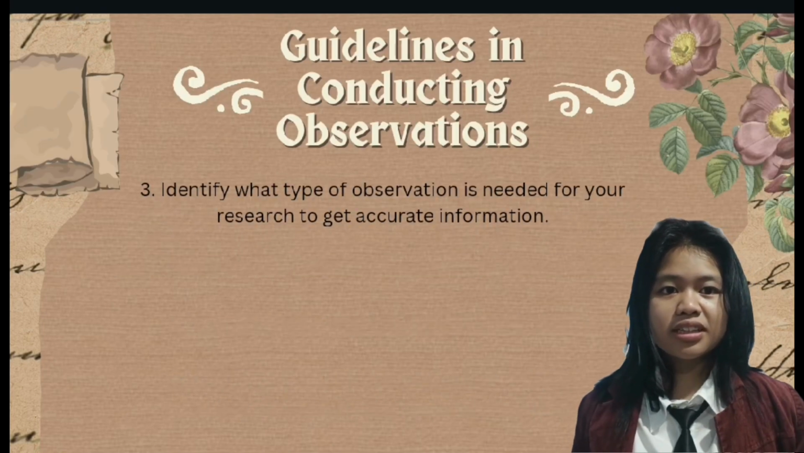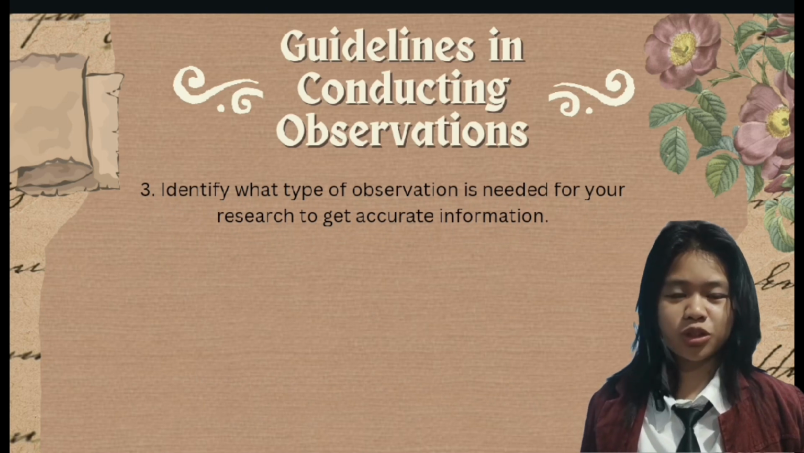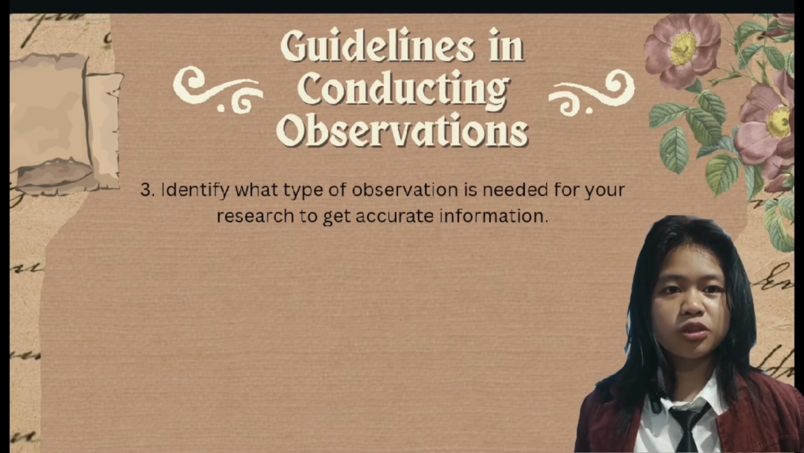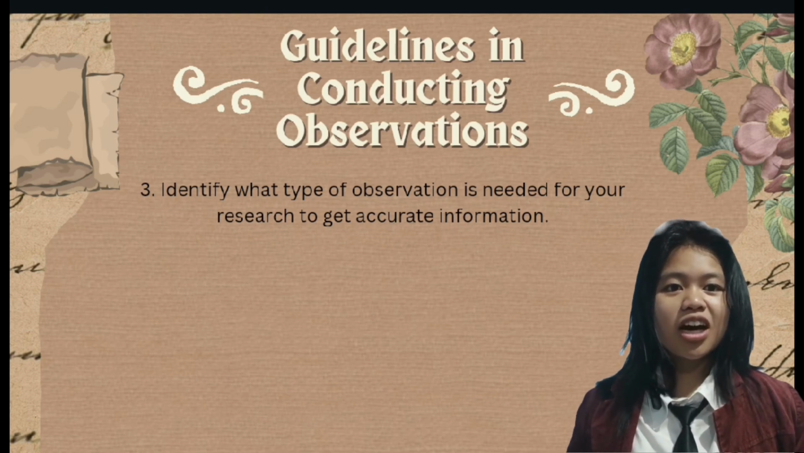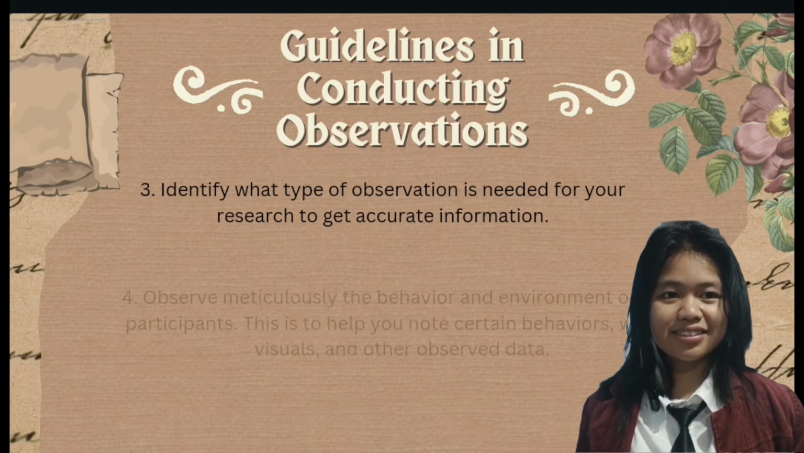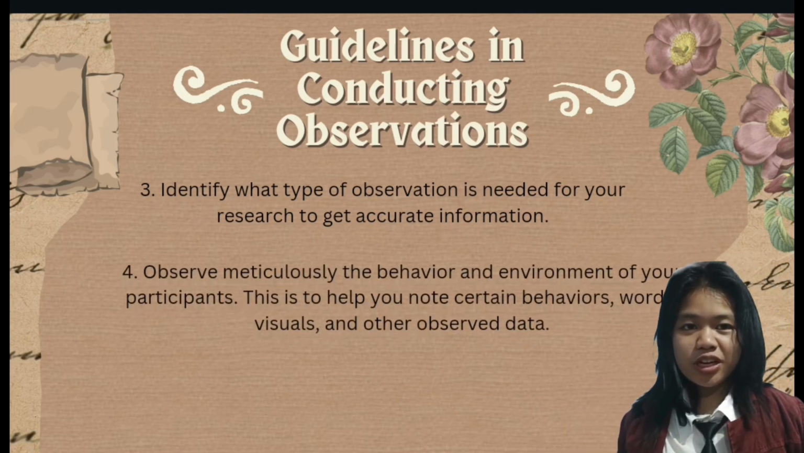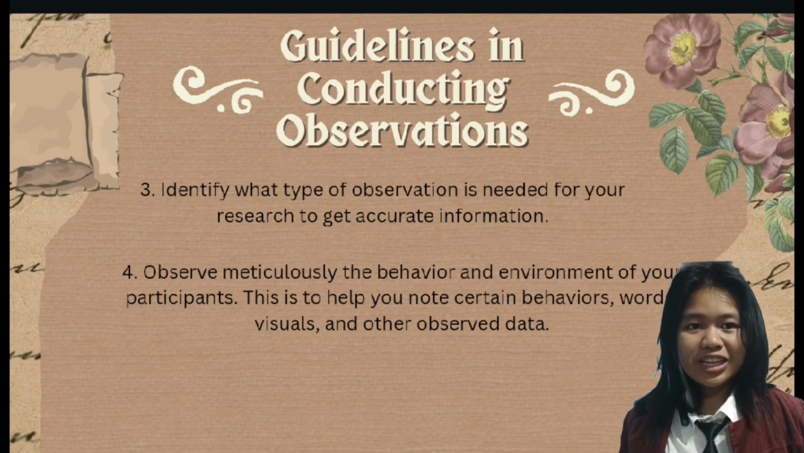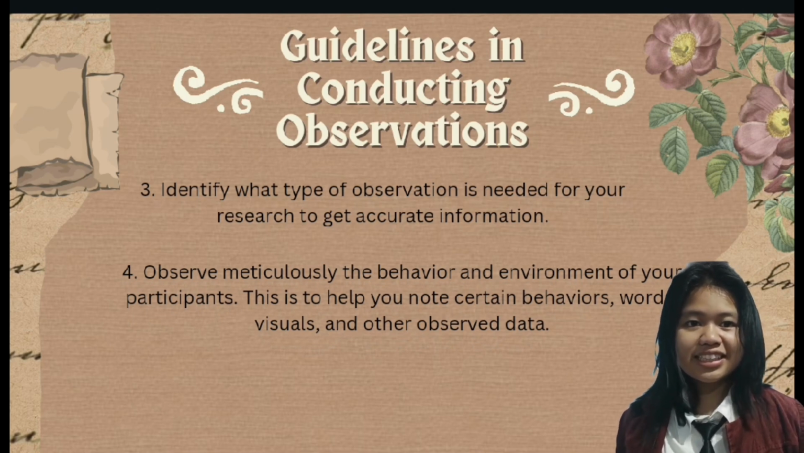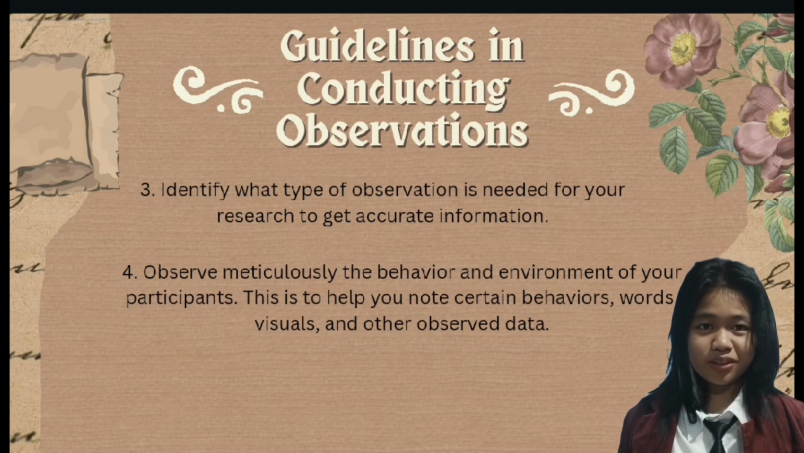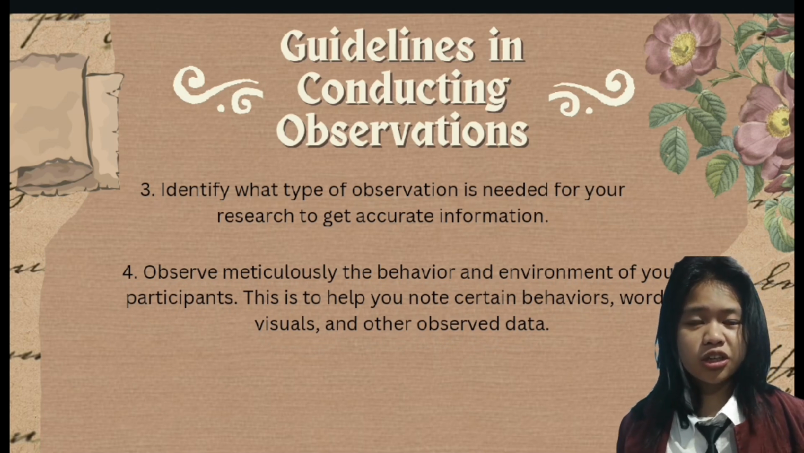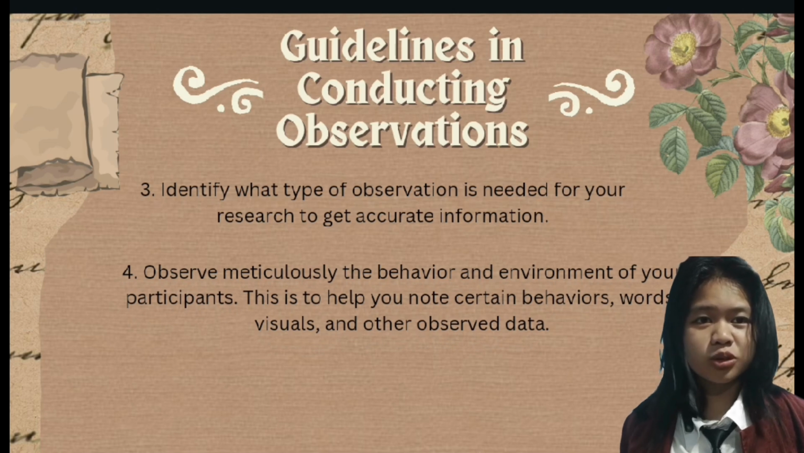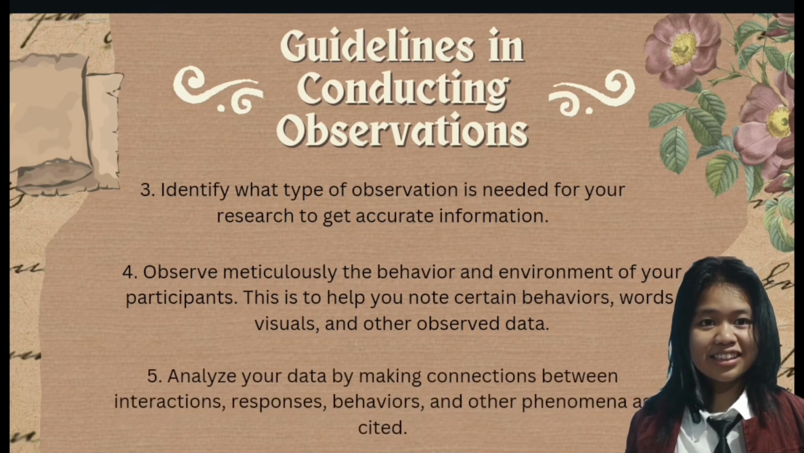Number three, decide whether you need structured, unstructured, covert, or overt observation to get the most accurate information for your study. For example, if you want natural behavior, a covert observation might be best. Number 4. Focus on the behavior and environment of your participants, noting actions, words, and details that may be important. For example, if you're studying how students work in a group, pay attention to how they talk, share ideas, or solve problems together. And lastly, number 5.